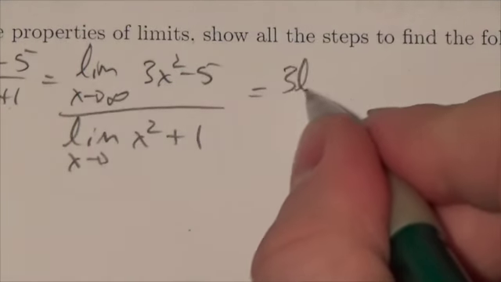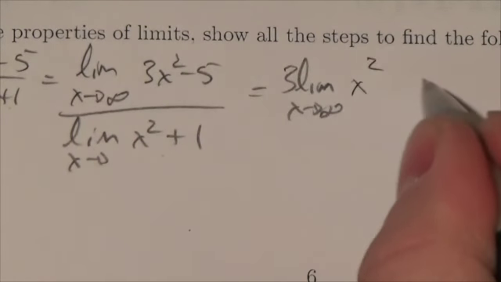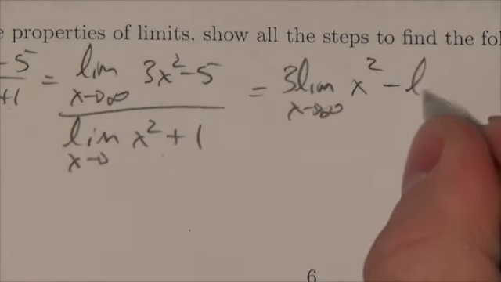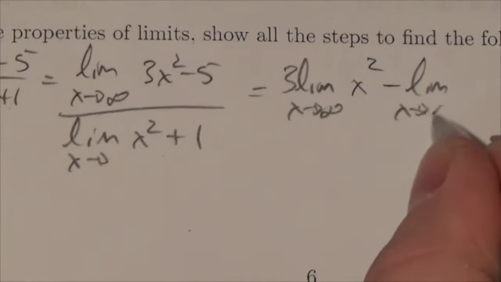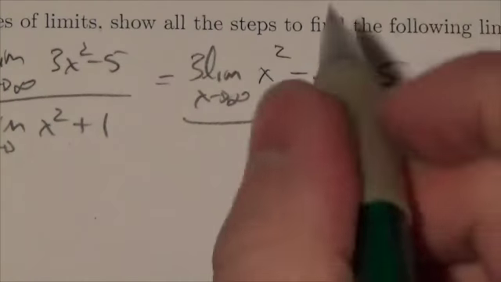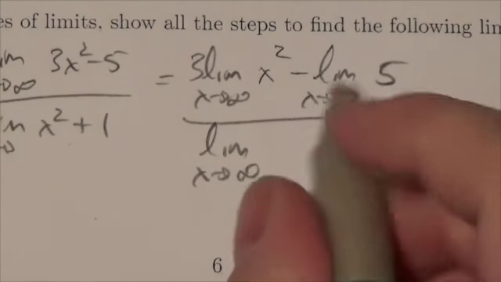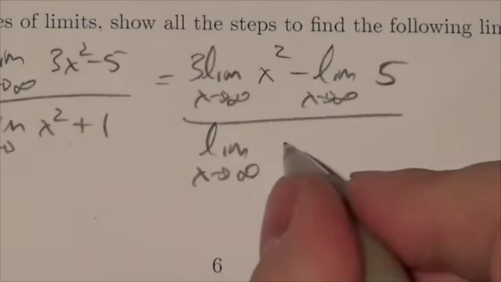3 times the limit as x approaches infinity of x squared minus the limit as x approaches infinity of 5, which isn't going to do anything, all over the limit as x approaches infinity of x squared plus the limit as x approaches infinity of 1.